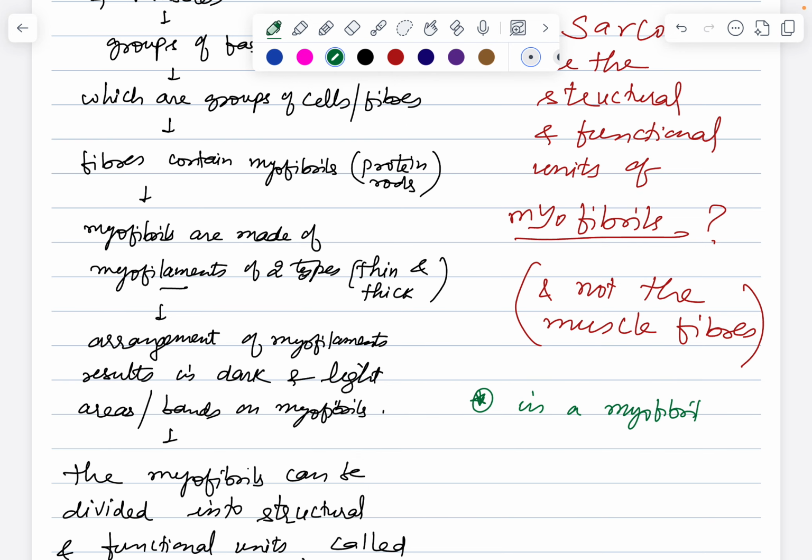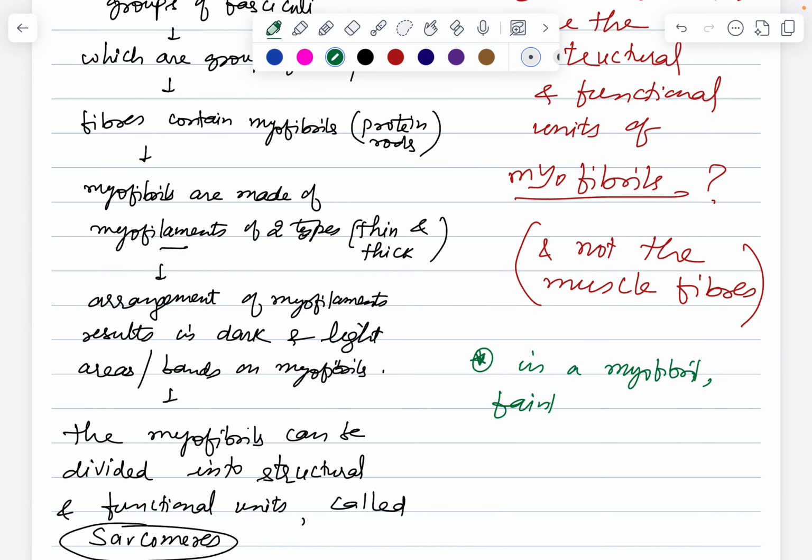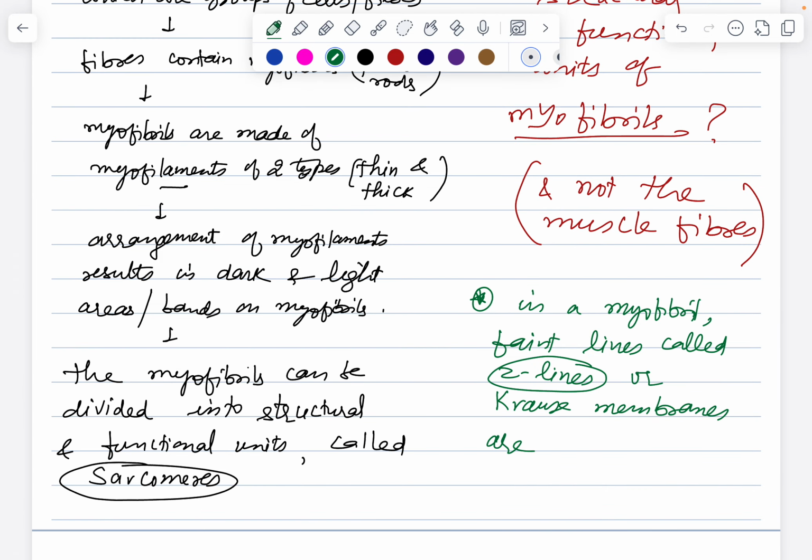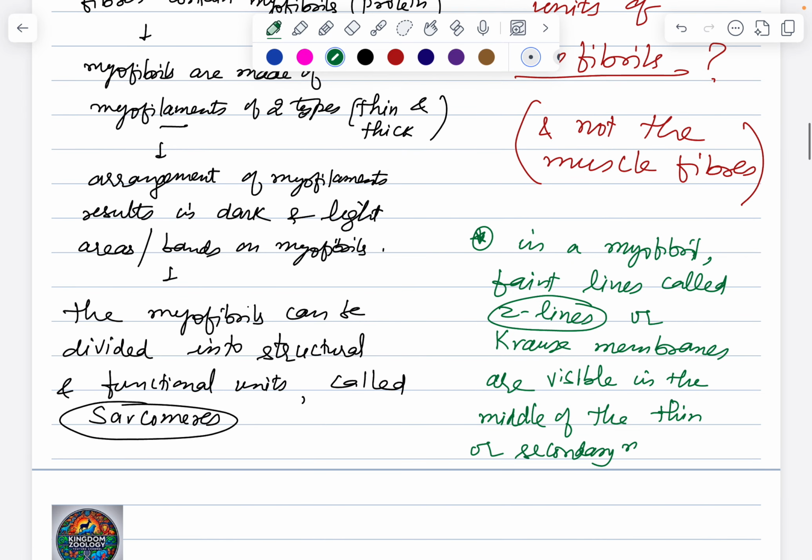In a myofibril, faint lines called Z lines or cross membranes are visible in the middle or the center of the thin or secondary myofilaments.